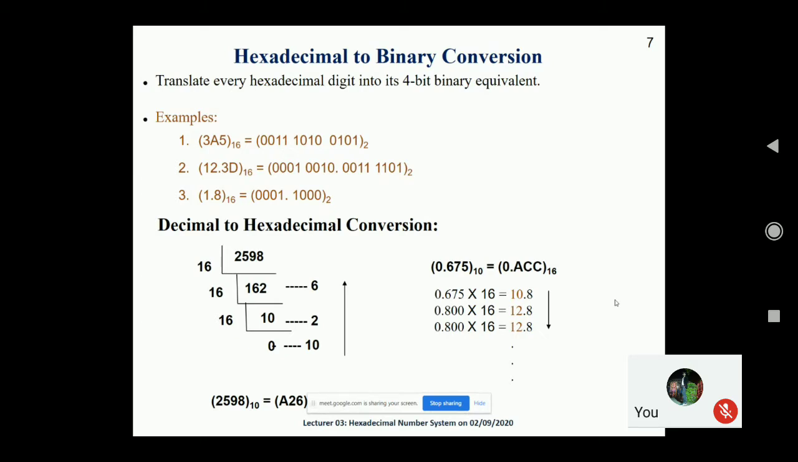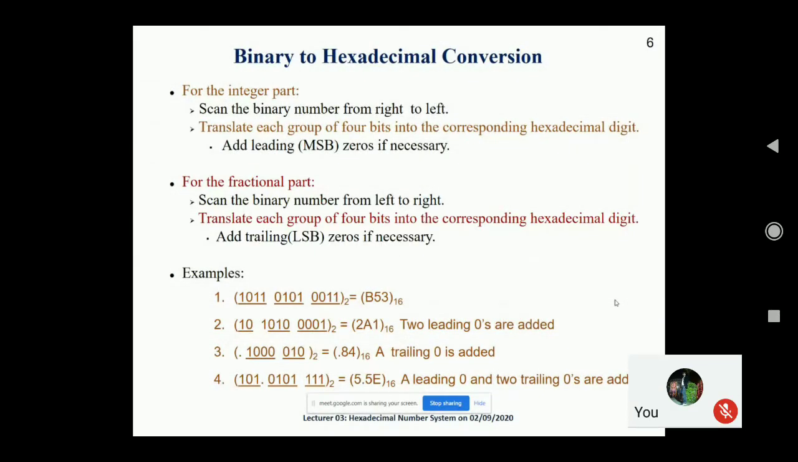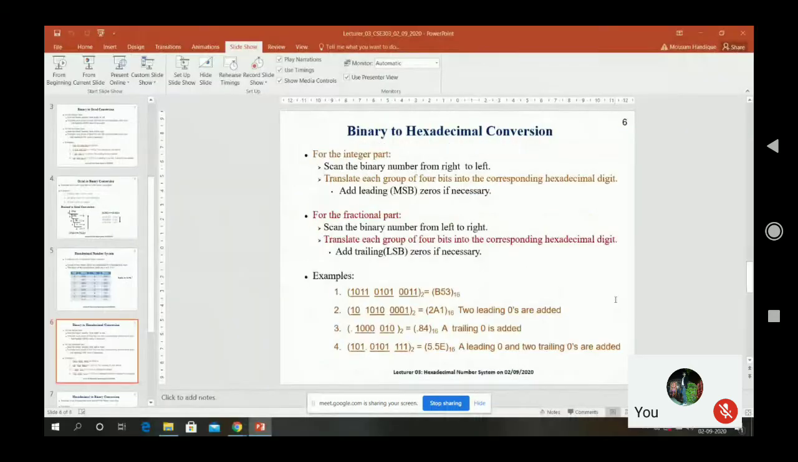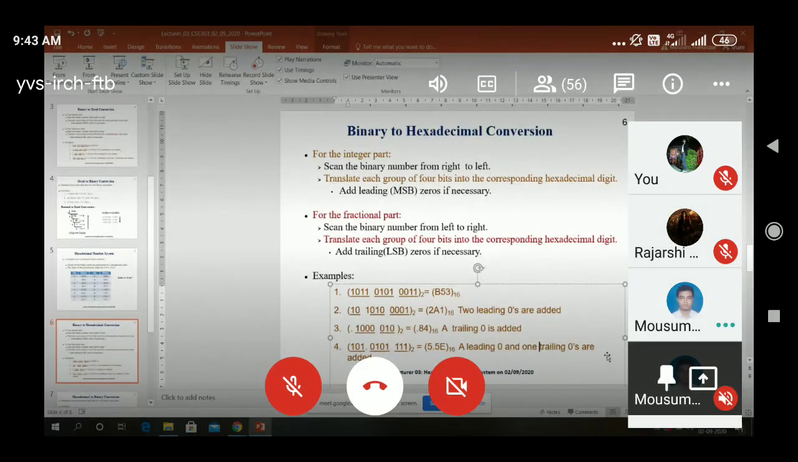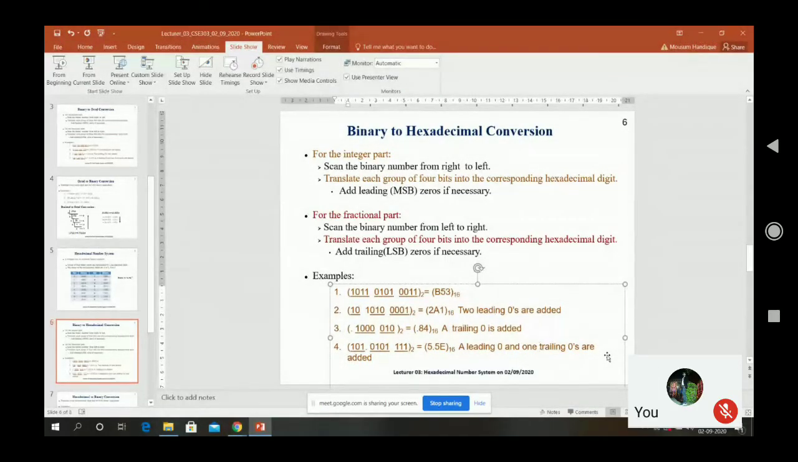Sir, can we go to the previous slide, please? In the last example, you wrote a leading zero and 2 trailing zeros. Sir, it should be 1 trailing zero, no? Yes, 110 equals E. Oh yes, yes, thank you. There is some typo or grammatical error. Now it is okay: a leading 0 and one trailing zero.